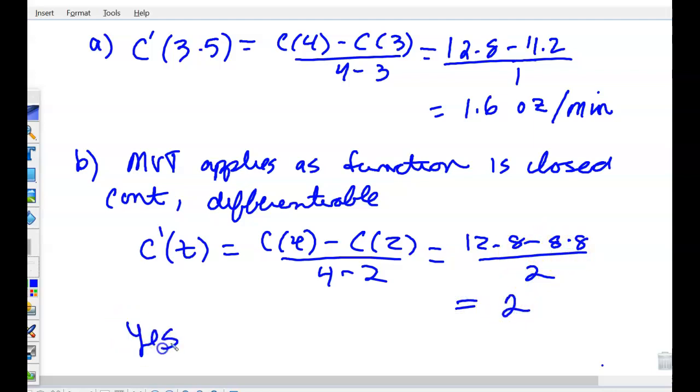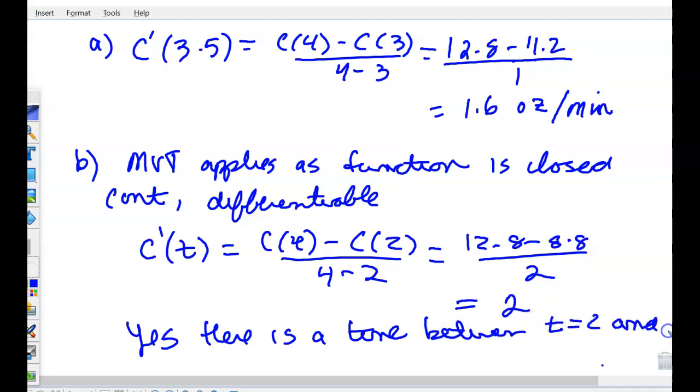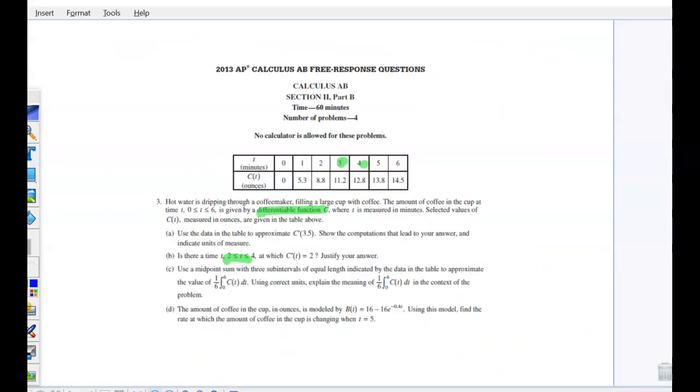So yes, there is a time between t equals 2 and t equals 4 such that c prime of t will equal 2, because the average rate change from 4 to 2 is 2, and because my function is closed, continuous, and differentiable, the mean value theorem applies, so there must be a place where the derivative equals 2.